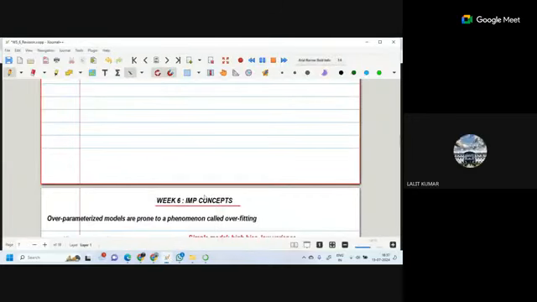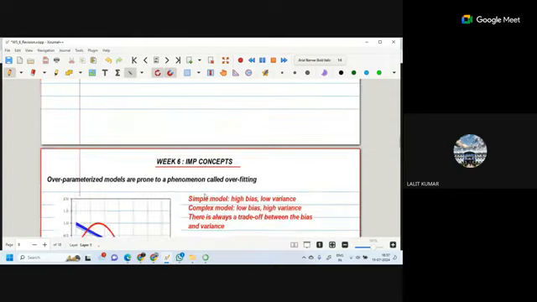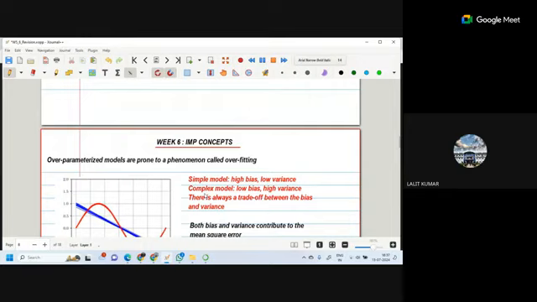So till now we have covered all the optimizers. Optimizers are the techniques by which we make an algorithm more efficient and faster to converge. Now in week 6, what we are starting is something called regularization. And why do we need regularization?